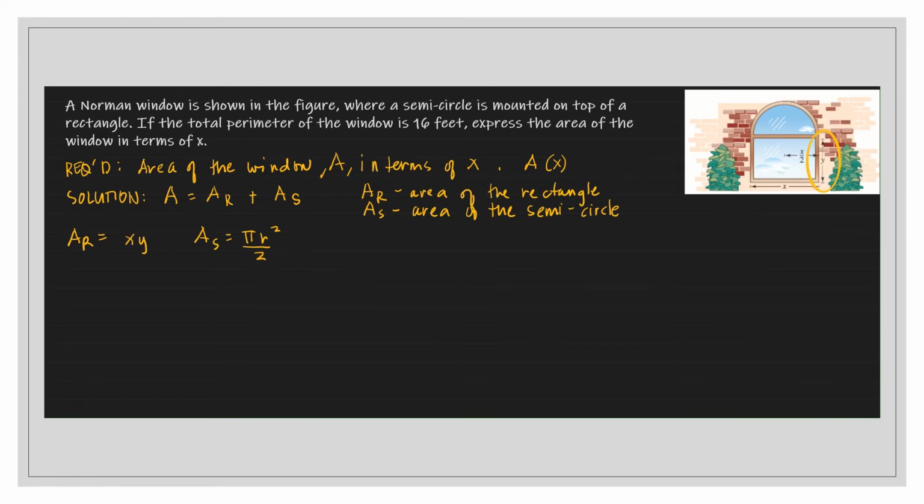Now, we want the formula for area to be in terms of x only. So we must find an expression to replace y and r, both in terms of x. For the radius, it's easy to see that the radius of the semicircle is x over 2.